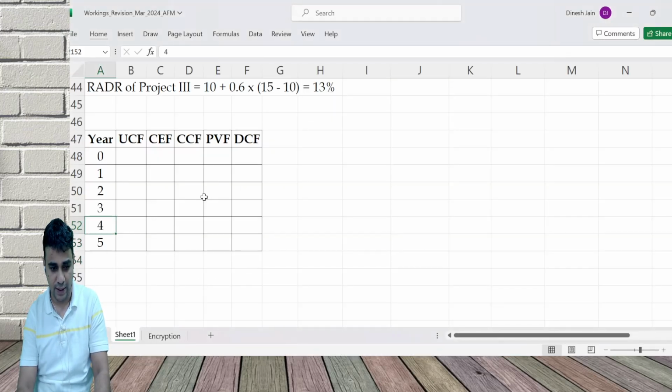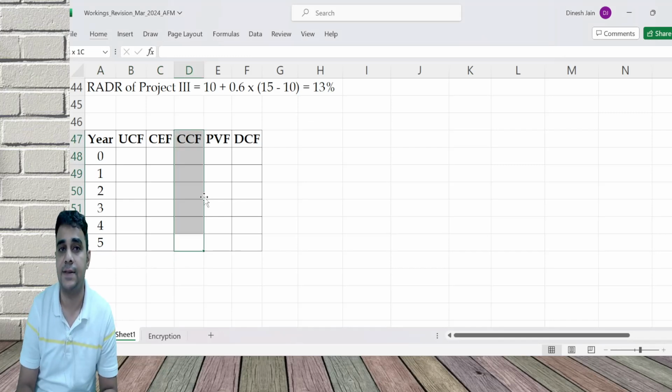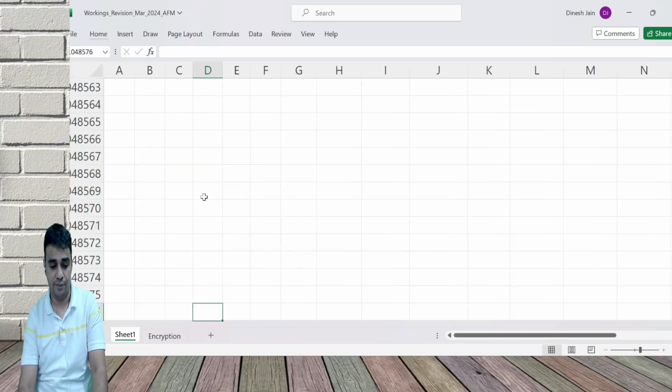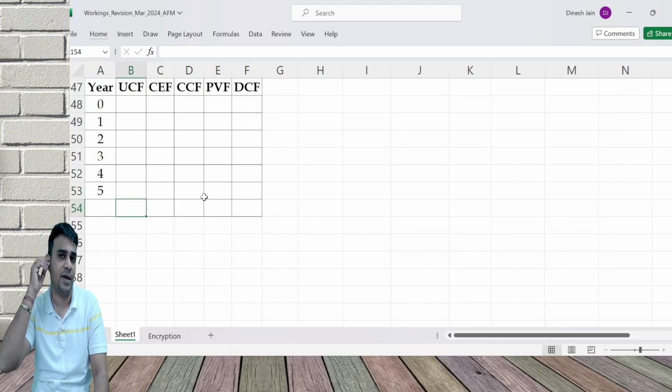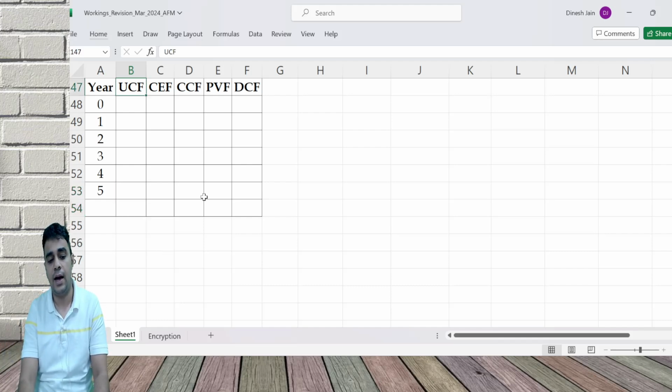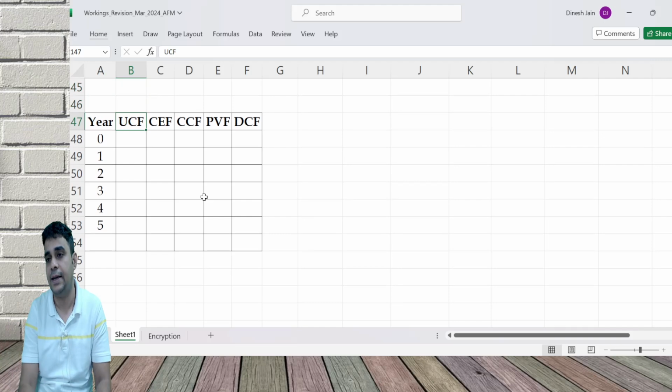Year 0 you can directly write it in the certain cash flow column. I need to finally discount the certain cash flow. In year 0 there is no uncertainty element. The uncertain element is only for the future. Year, uncertain cash flow, certainty equivalent factor, certain cash flow, PVF, DCF. Tell me.